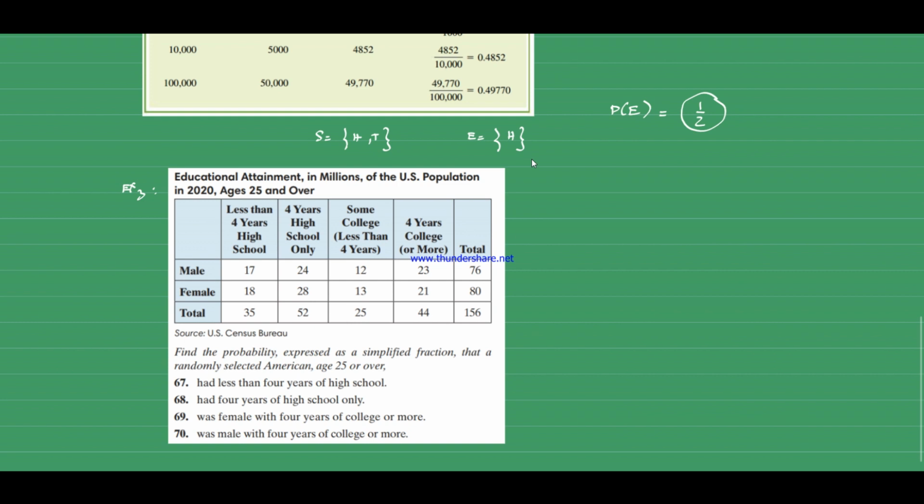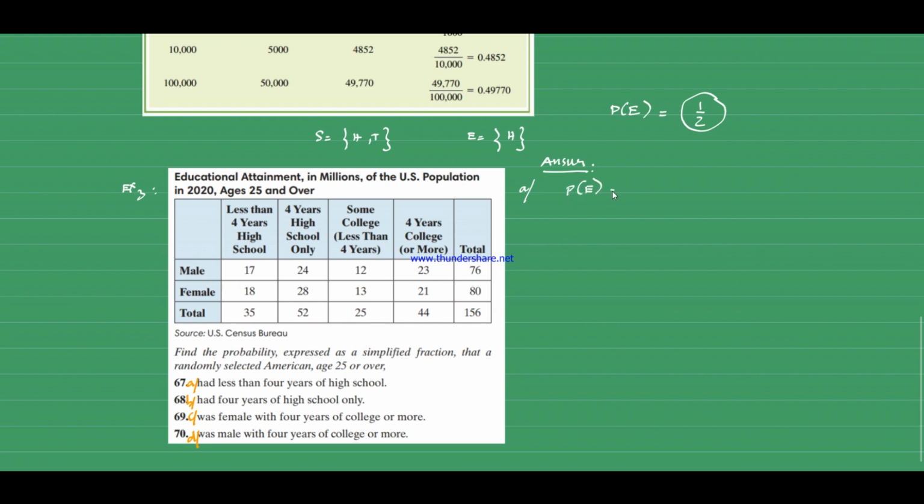So let's see how we're going to do this. This is question A, B, C, D. The probability is that a person randomly selected is age 25 or over. This column tells you less than 4 year high school, 4 year high school only, college or more, and total, and this is information about male and female data and the total. Question A, what is the probability of having less than 4 years of high school? Including male and female, which is 35.